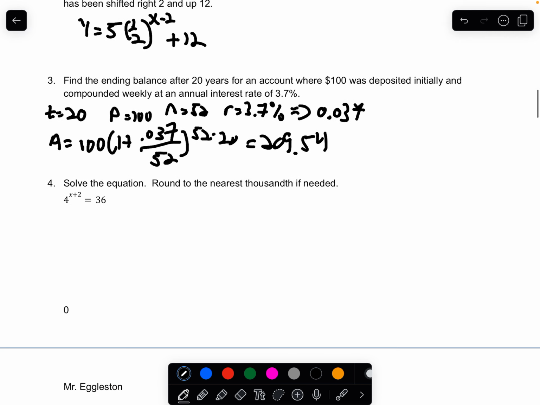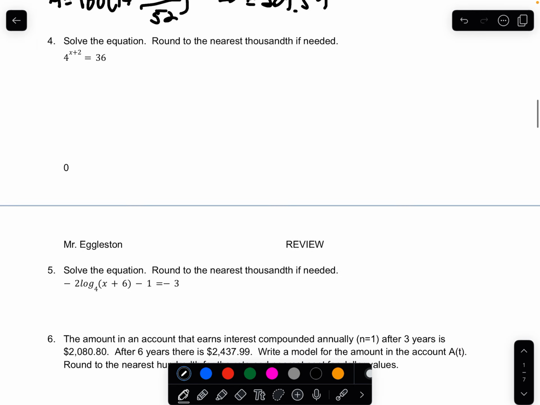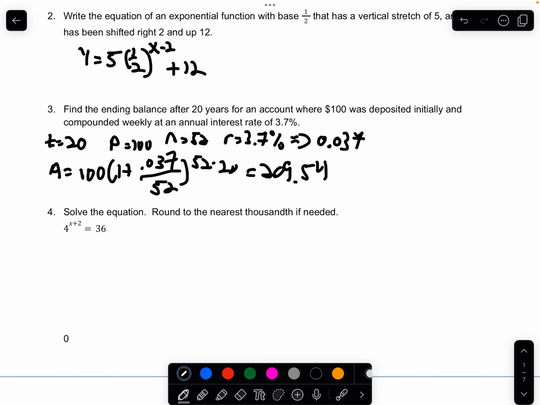Okay, number 4. I'm just trying to decide when I'm going to break this. I think we'll go down to 6 and stop, and then I'll do another video. I don't want them to be too long.